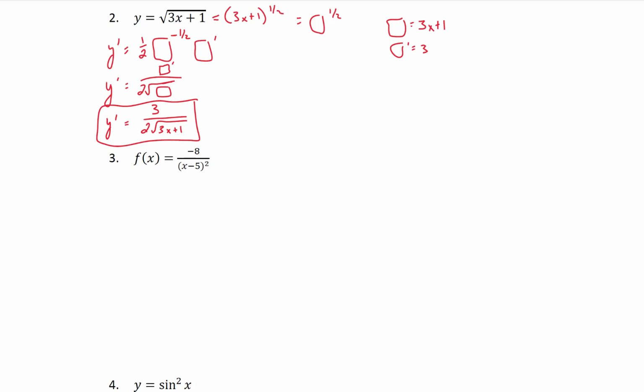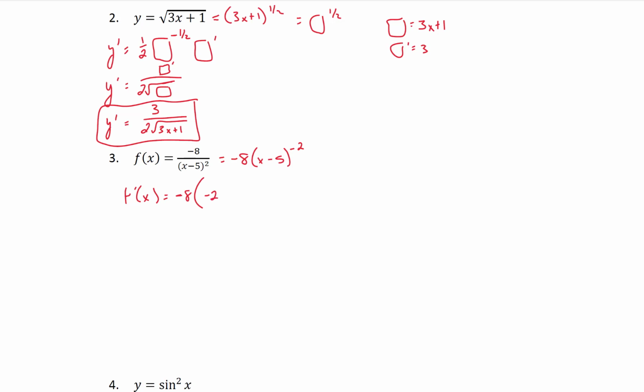Alright, so the next one, f of x equals negative 8 over x minus 5 squared. So this is the same thing as saying that f of x is equal to negative 8 times x minus 5 to the negative second power. So now, same idea. So I'm not going to write the blahs out, but it's the same method of thinking. So blah is that inside function. So then the derivative of this, f prime of x, is equal to negative 8, so constant, times now the derivative of x minus 5 to the negative second power.